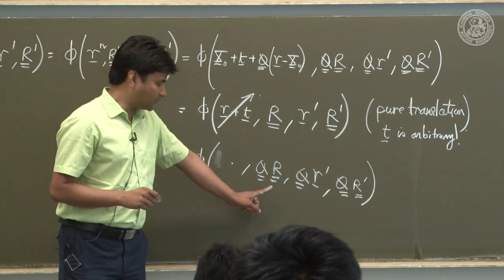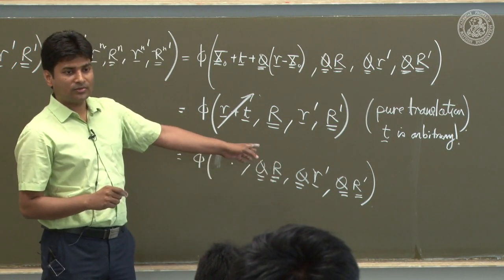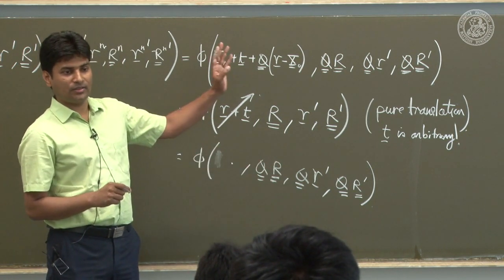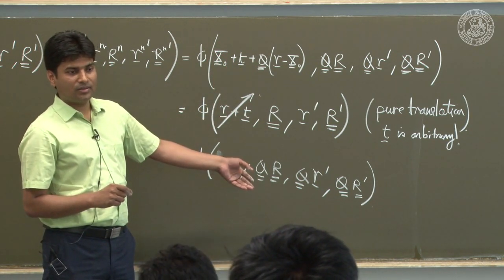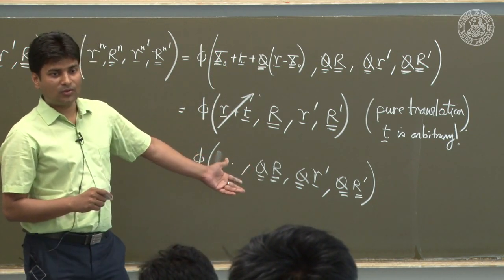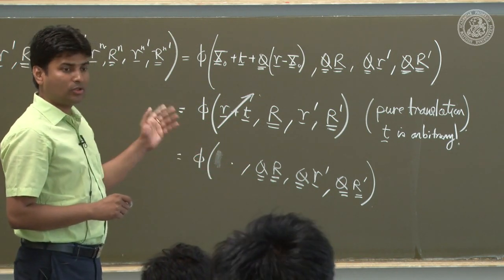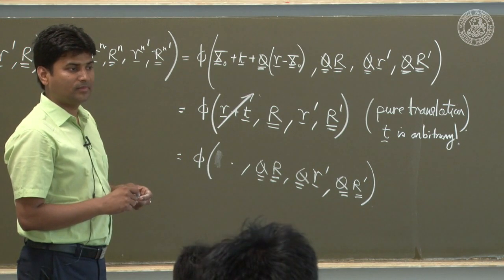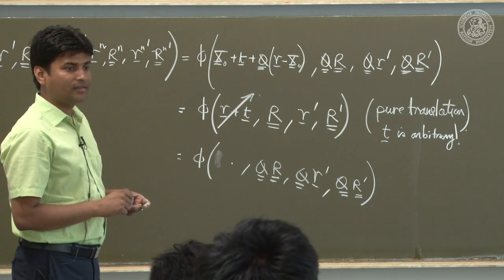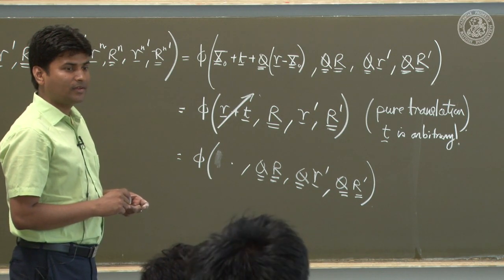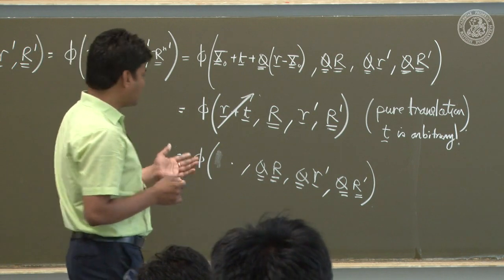Look at the second term. What if we take q equal to R transpose? It becomes identity, isn't it? So, what I am saying is that it does not depend even on the second term. Would you agree to that? Yeah, it's a bit tricky, but that's what's happening here.